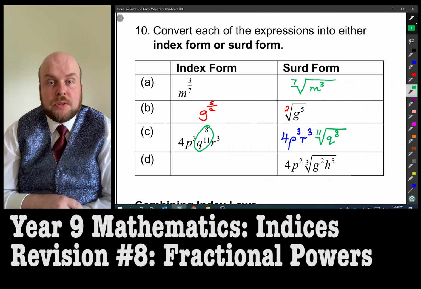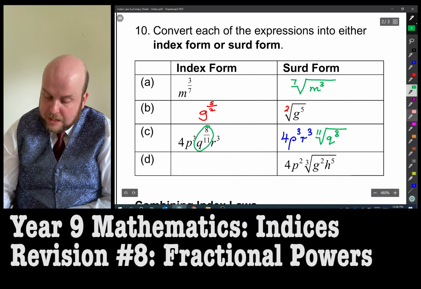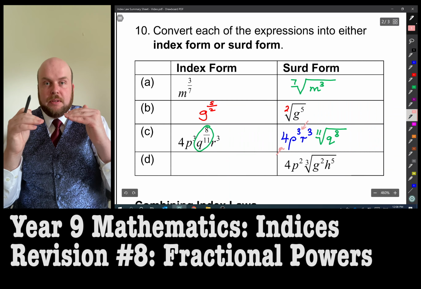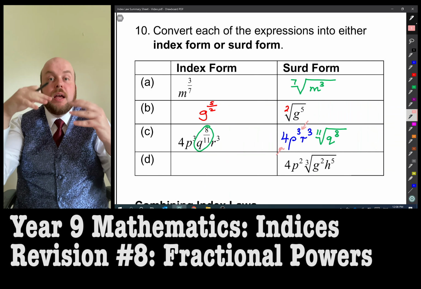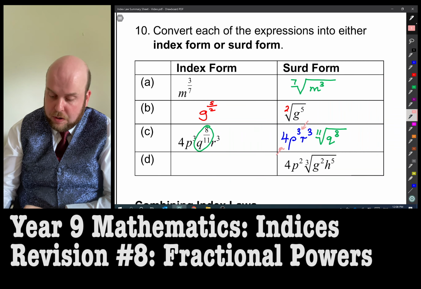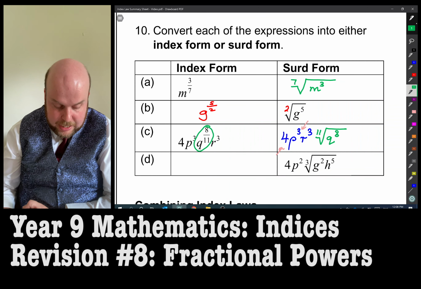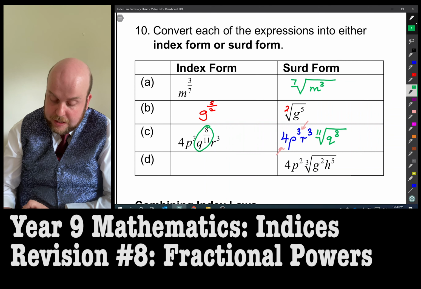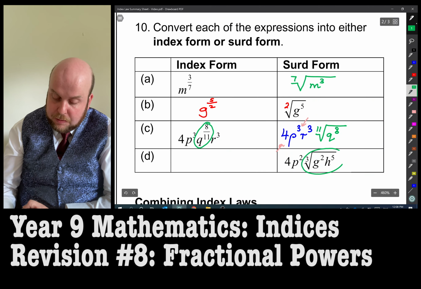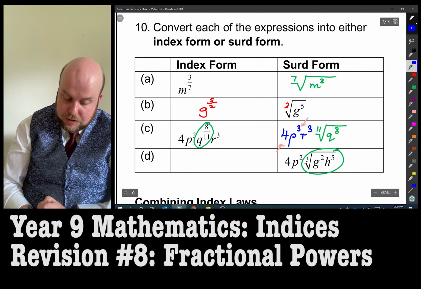It is also worthwhile noting here that when you're writing these answers, do not get your big numbers and your small numbers at the same level. There needs to be one up and one lower, because otherwise it might be confused and seen as the wrong answer. This one here, 4p squared, we've got a cube root of g squared and h to the power of 5. So this is the thing that we'll need to convert, but we'll start with the first one here.